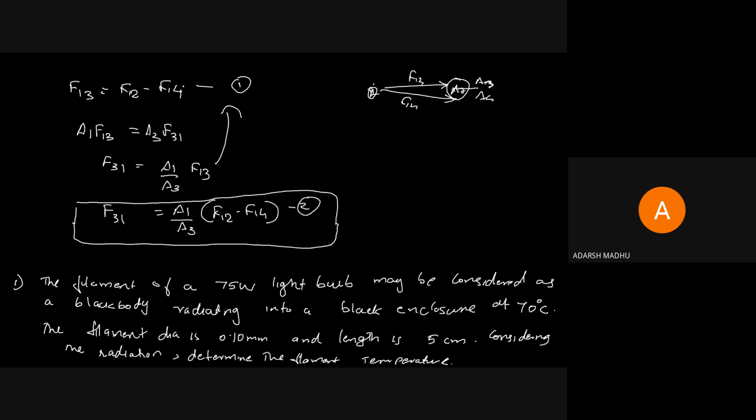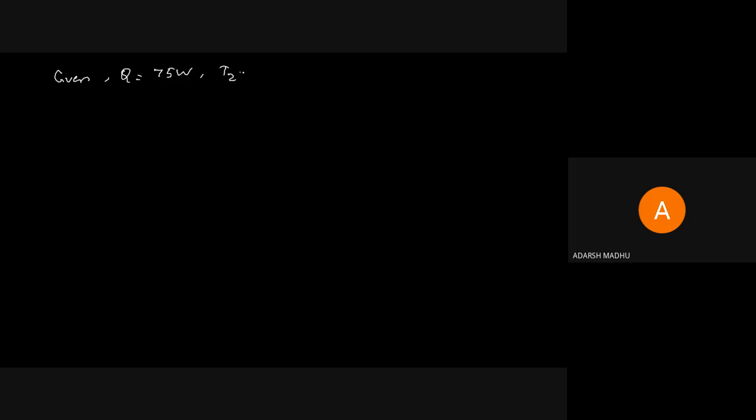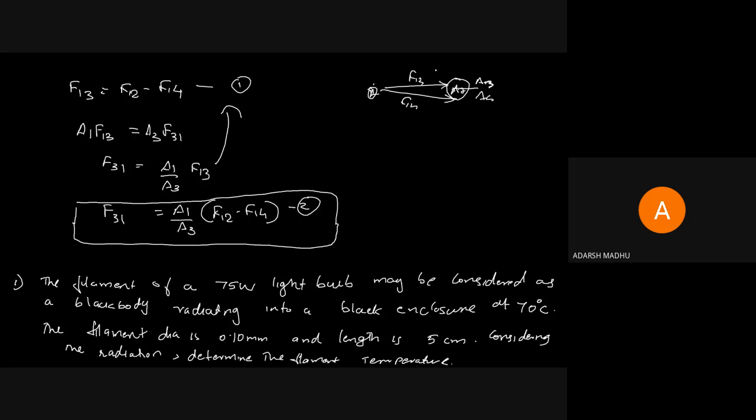Black, and radiating into a black enclosure of 70 degrees. So the black enclosure is at 70 degrees Celsius. So T2 is 70 degrees Celsius, that is 70 plus 273 equal to 343 Kelvin. So T2 is given here.